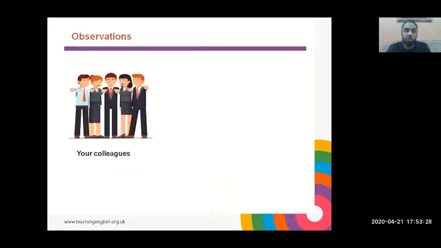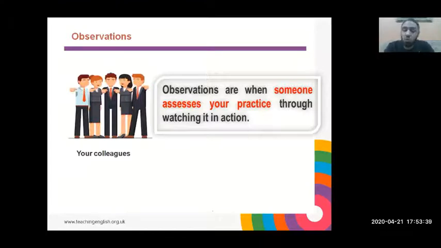So, in observation, your colleagues can help you, like when someone assesses your practice through watching it in action. If you invited some of your colleagues to enter your class and make some notes about your practices inside the class, this is called observation. The observer is going to sit at the back of the class. He will not interact with your students or with you inside the lesson. He is going only to observe and take notes. That's it.